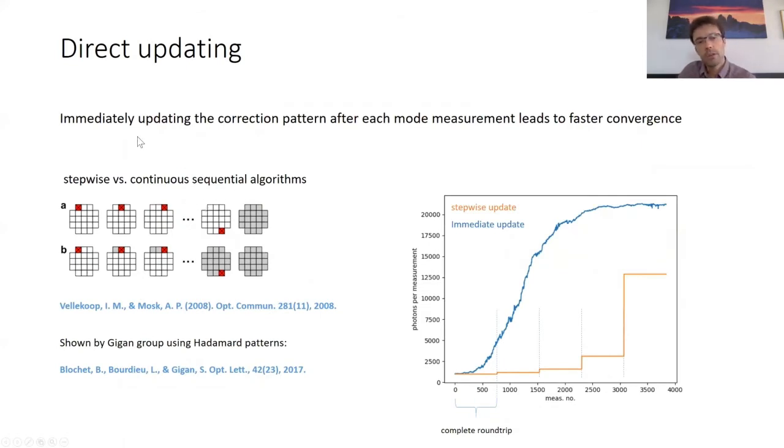What was noticed very early in the field, and an example was shown by Vellekoop in 2008, is that it's better to directly update each pixel after it has been measured, compared to measuring all pixels first and then at the end of one round trip updating them in one go. This is kind of intuitive. It was also shown by Sylvain Gigan's group using Hadamard patterns 4 years ago. In this sketch, you also see the difference conceptually between immediate updates that bring you much faster out of the noise floor compared to stepwise update, which is the orange curve.